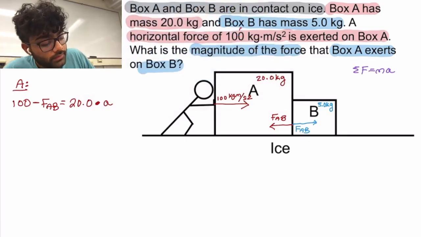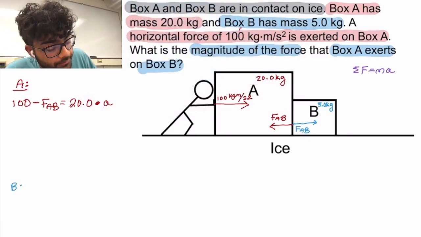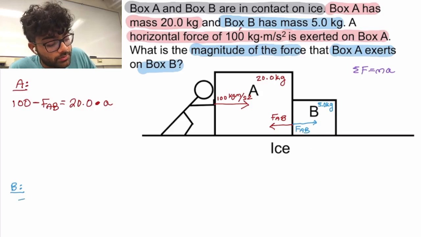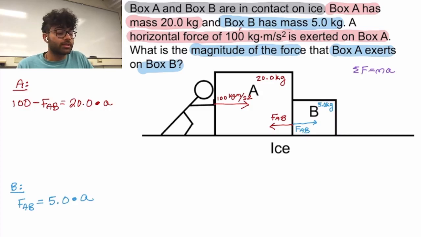Now, let's do free body B. There's only one force acting on free body B, that is force AB. So we put force AB is equal to its mass, 5.0 kilograms, times acceleration. We know these two accelerations are the same because boxes A and B move together. So now we have two equations and two variables, force AB and acceleration.